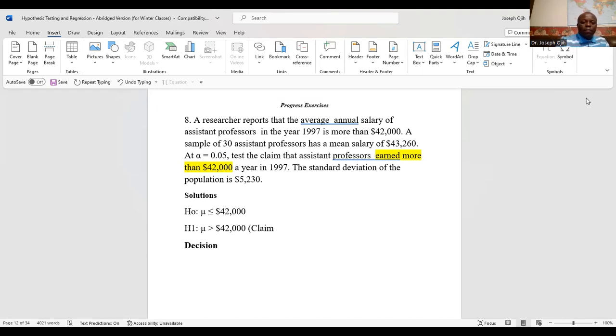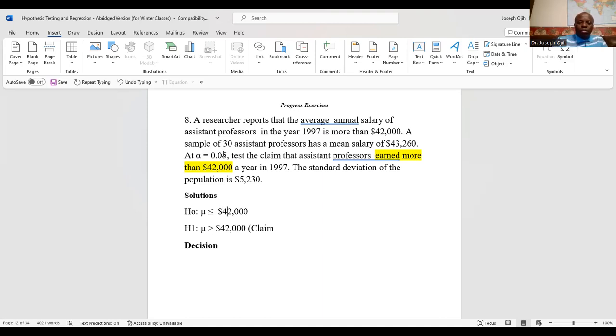Okay, that's the first step in testing hypothesis, to state the hypothesis and identify a claim. Now, somebody might say here that a sample of 30 professors has an average salary of 43,260, which is bigger than 42,000. Then the person might be asking, why are we testing if we see that this average is already bigger? Well, remember, the average is only for a sample of 30 professors. So it might be bigger just in those 30 professors, but how about the entire population of assistant professors? So that's why we still need to test the hypothesis.